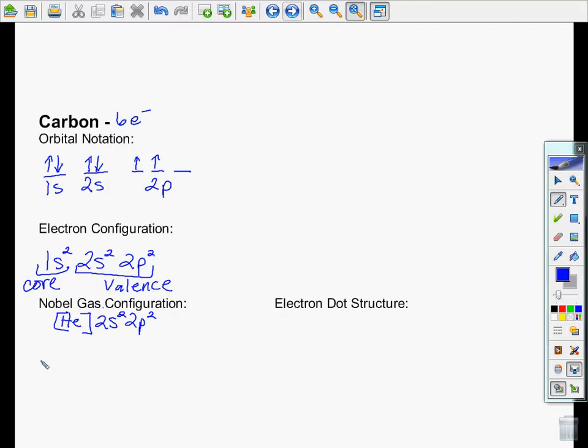Okay, last notation, the electron dot structure. We're going to take our valence electrons and draw them as dots around the symbol for the element. So we're going to use the symbol for carbon, which is a C, and we're going to draw four dots around it. Think about there being a box around the letter, and you draw dots on each side of the box. 1, 2, 3, 4.